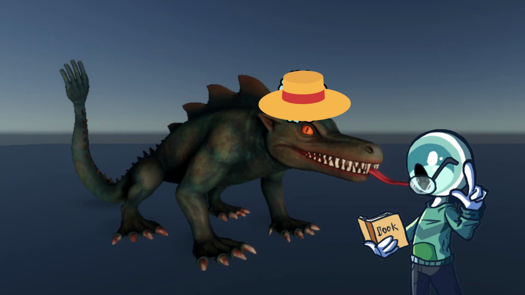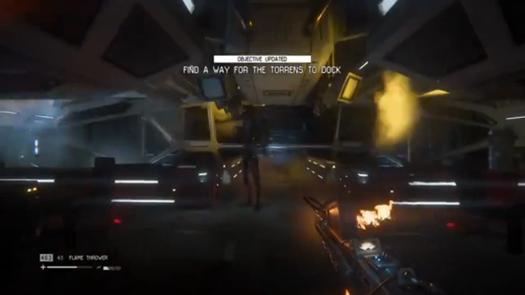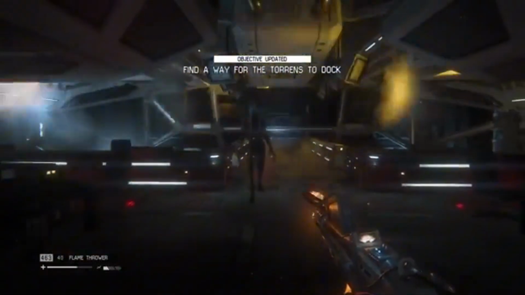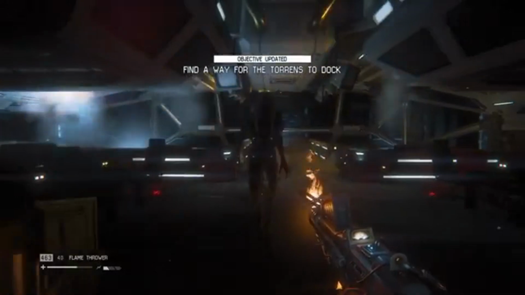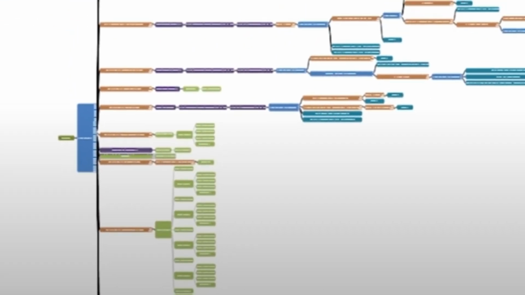One of the best examples of monster AI is the Alien Isolation game. Its Alien AI is known for being smart and unpredictable. It adapts to the player's behavior and tries to counter it. Alien Isolation uses behavior graphs for controlling the alien.